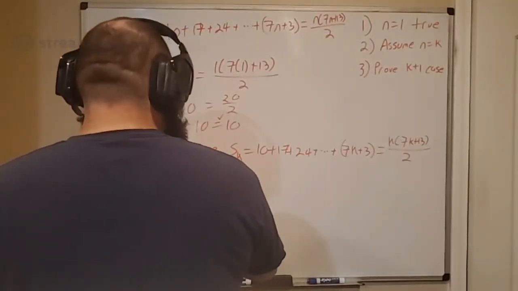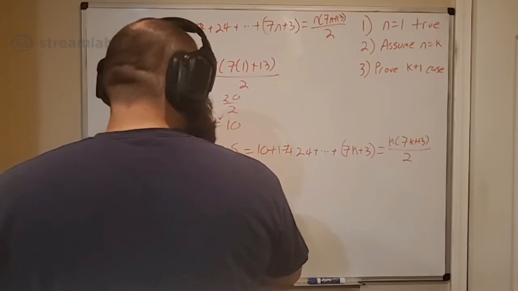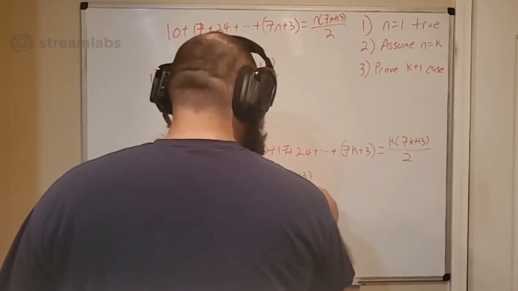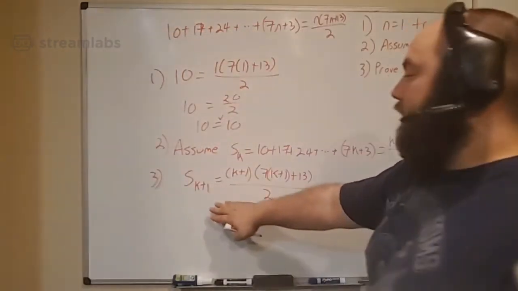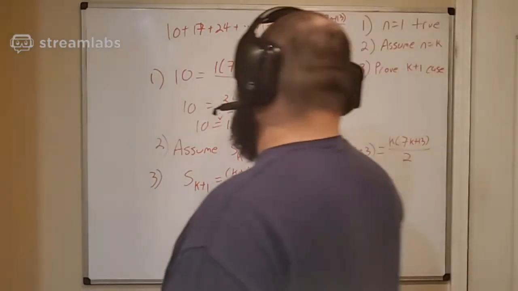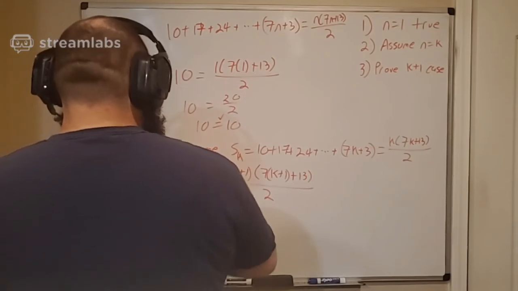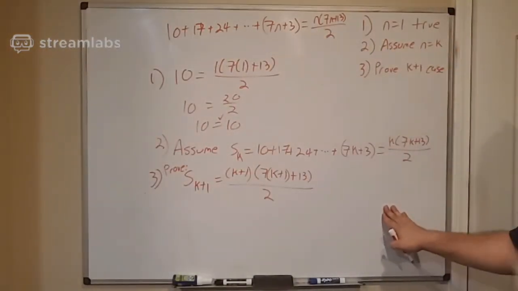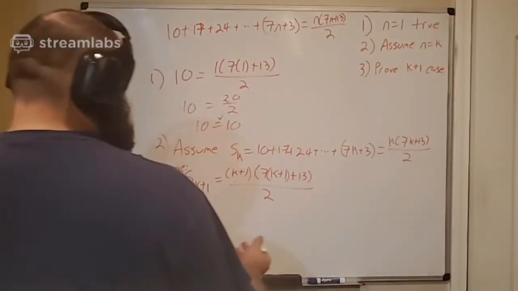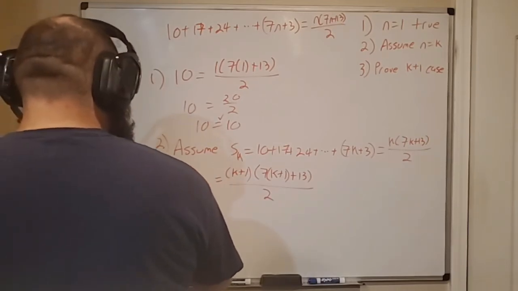S sub k plus 1 equals (k plus 1)(7(k plus 1) plus 13) over 2. That's how I write it out on my first line. That's what I'm trying to prove. So I put that on my first line every single time, so it gives me an idea of once I get there, I'm done. Some people like to put the word prove in front of this so they know what they're doing. This is what I'm proving. That's the whole goal, to get to there. So I start with S sub k plus 1, which is my left-hand side, and I try to reach the right-hand side.